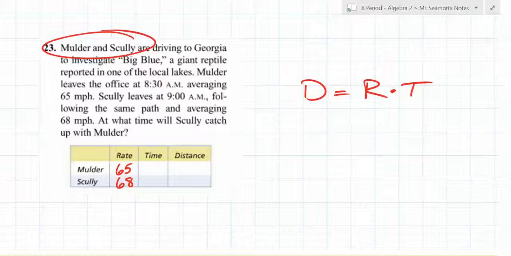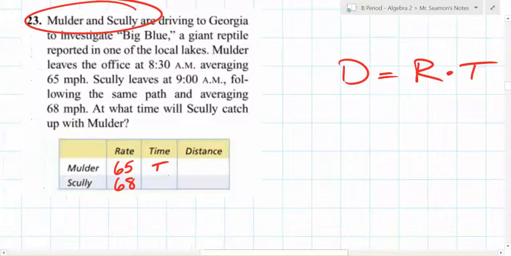So if we have rate and time, and you're right, the reason she will catch up is because she's 3 miles an hour faster. Then that's true. But distance is rate times time. So we need to come up with time. Do they leave at the same time? No. So Mulder goes for, let's say, T for his time. But if the time is T for Mulder, what is it going to be for Scully?